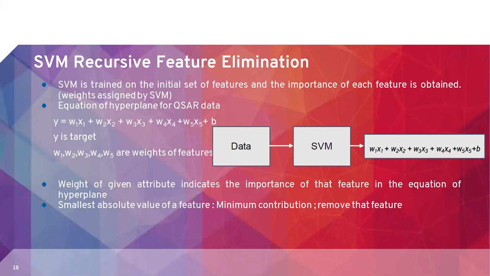Find out the accuracy. Remove the attribute whose absolute weight value is least. The weight value whose absolute magnitude is least means that it contributes least to the hyperplane equation. So that attribute is removed, and then after removal of that attribute, the SVM hyperplane equation is again built for the rest of the attributes, and then again remove the attribute which has the least absolute value, and so on, until only one attribute is left. After performing this set of experiments, we can find the subset which maximizes the performance and use it for further modeling.